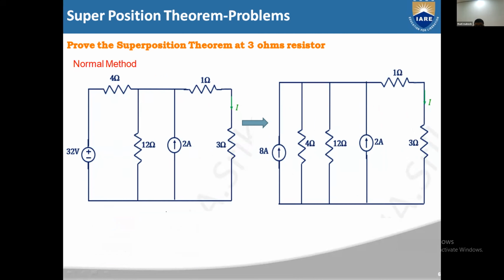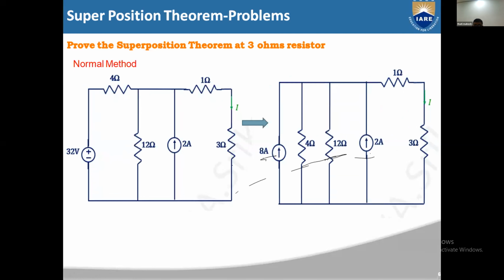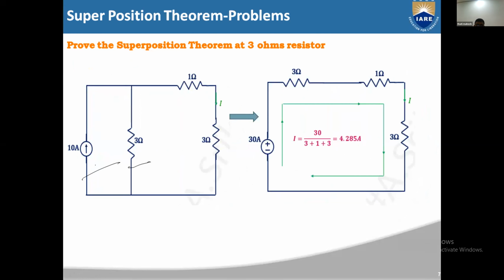So, listen here. These 8 amps and 2 amps are in the same direction now. Total will be 10 amps, and the 4 ohms and 12 ohms are in parallel. So that value will be 3 ohms and 10 amps. The remaining circuit will be the same. After this, what happened? Convert this one again, 10 amps, 3 ohms.